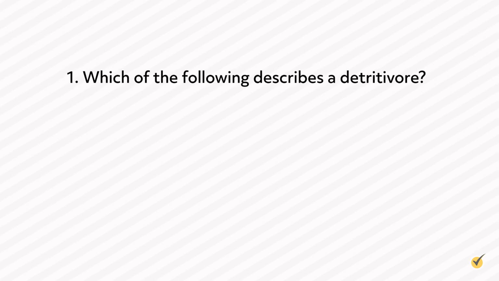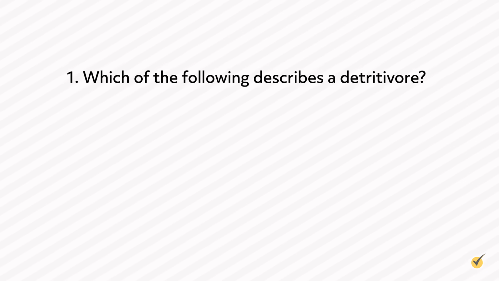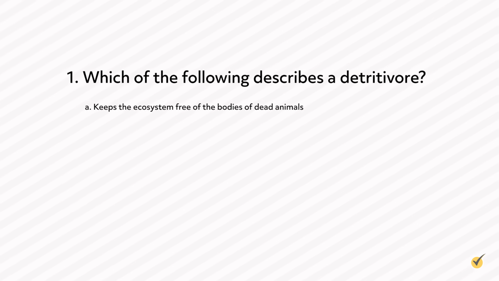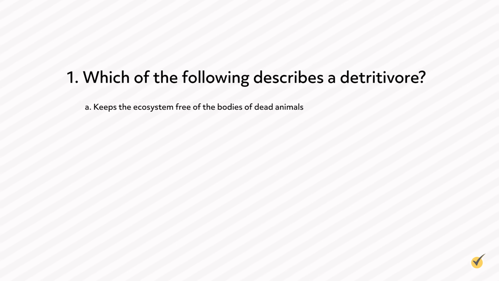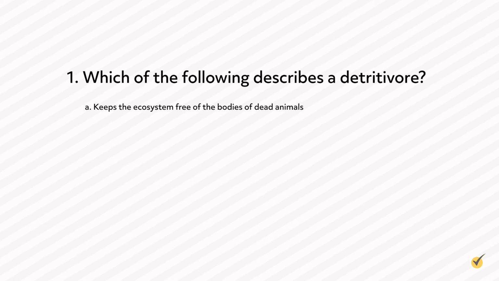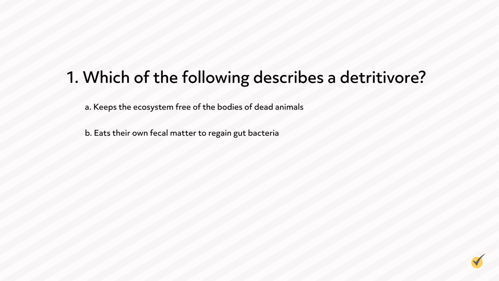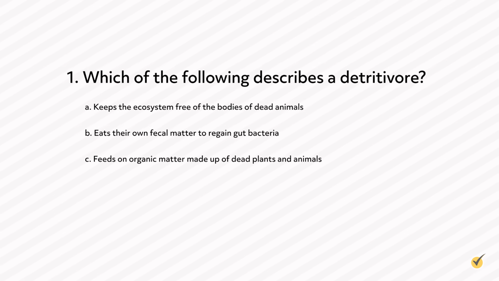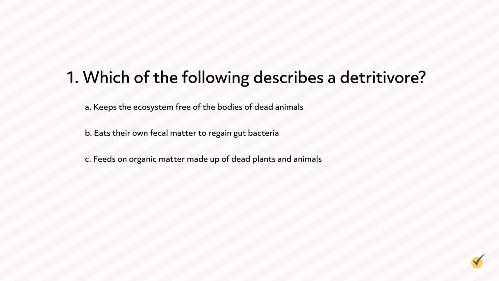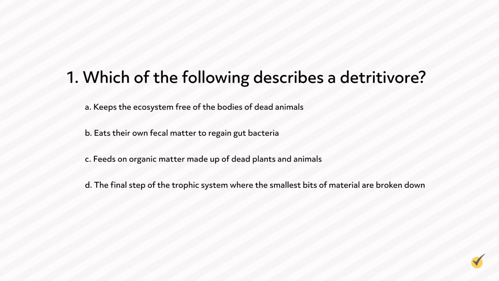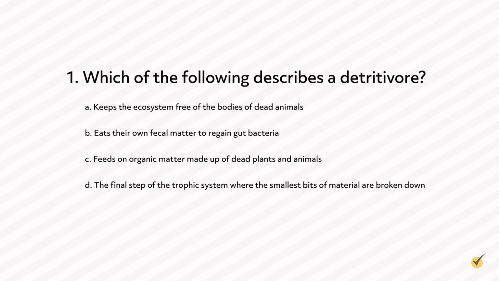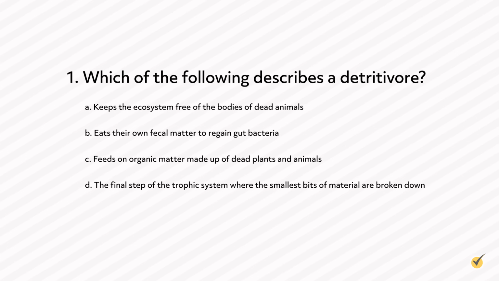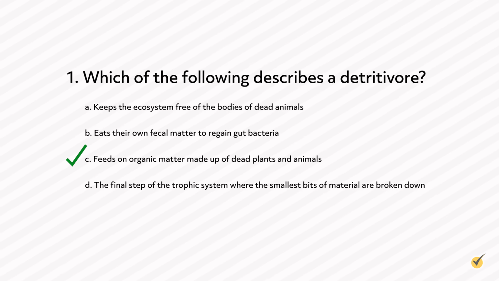Okay, now that we've covered everything, let's go over a couple of review questions. Number 1, which of the following describes a detritivore? A, keeps the ecosystem free of the bodies of dead animals. B, eats their own fecal matter to regain gut bacteria. C, feeds on organic matter made up of dead plants and animals. D, the final step of the trophic system where the smallest bits of material are broken down. The correct answer is C.